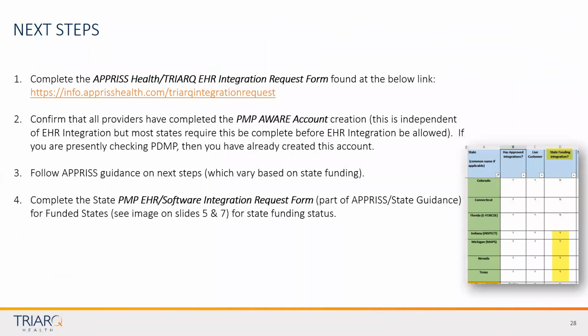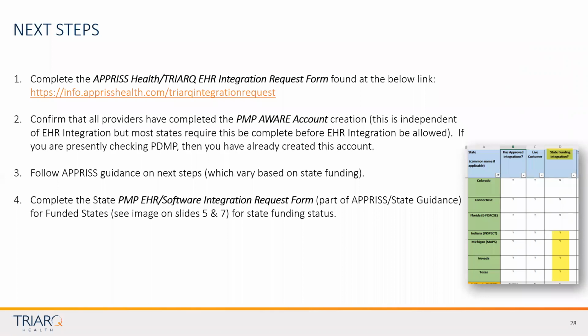Okay, so if you decide this is for you, what should you do next? Complete the Appriss Health Narx Care EHR Integration Request form, which is found at this link. And maybe we can shoot that out in a reminder, or the link to this webinar, to make it super easy. Again, you want to confirm that your providers have completed the PMP Aware RX account creation. Again, this is independent of your EHR integration, but they want this to be done. And if you're already using your PDMP, then you've already done this part. Follow the guidance that Appriss will send you, right? What are the next steps?